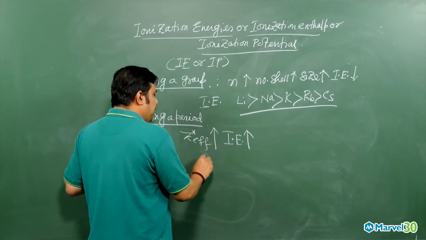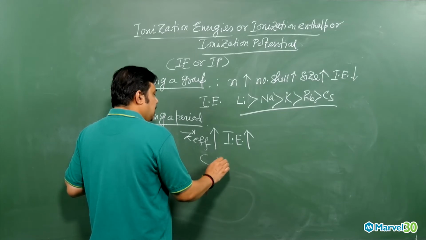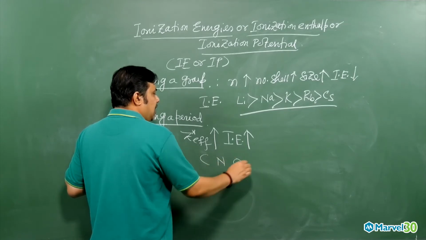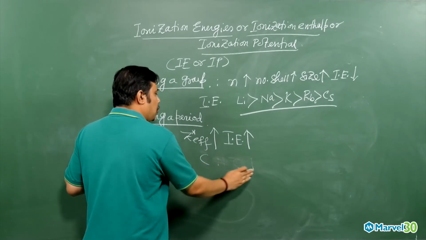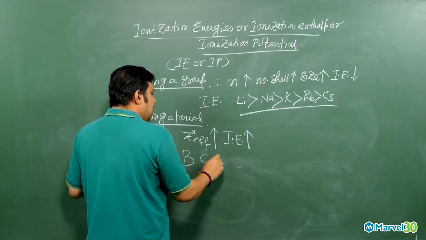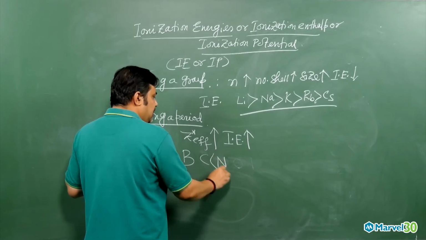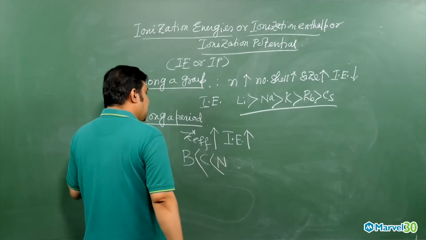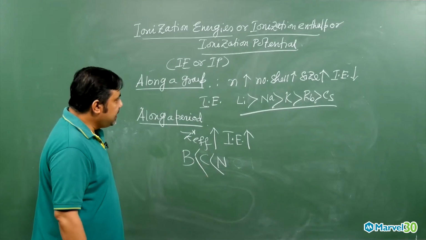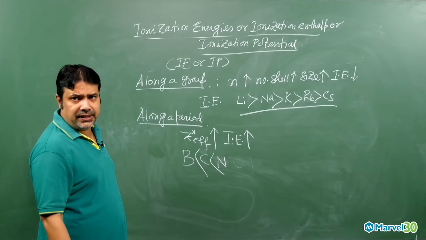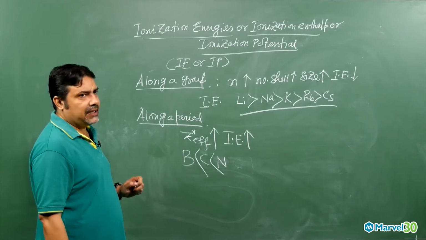For example, if you have boron, carbon, nitrogen, then nitrogen will be greater than carbon, which will be greater than boron. This is the general rule. But there are certain exceptional cases, which we will discuss regarding ionization energy.